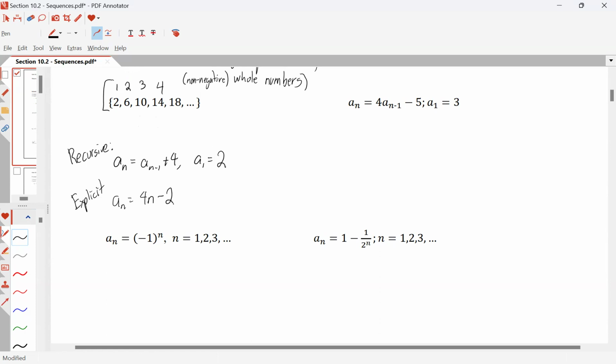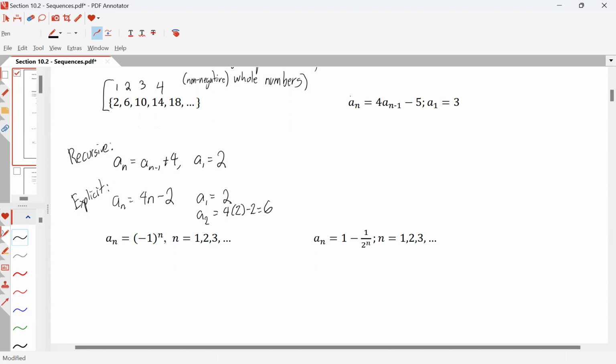So when a sub 1 is what we want to find, we would plug 1 into this and we'd get 2. If I wanted to find a sub 2, I'd plug 2 in, which is 6. So we could check the rest of those, but the explicit formula is just the same way we would find an equation of the line normally. So we could write sequences as just that list of numbers without using the formulas, but then the formulas will help us work with them later.